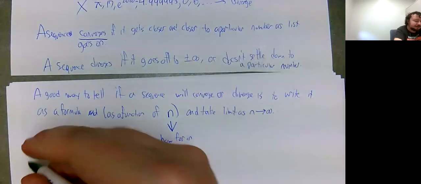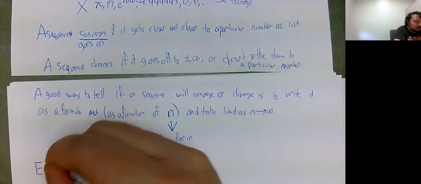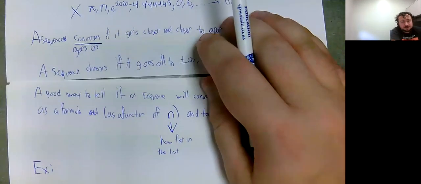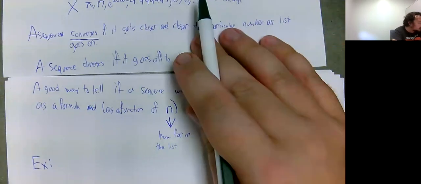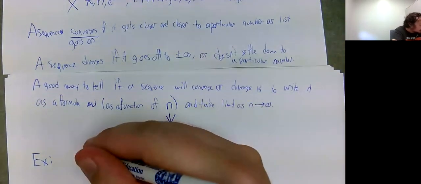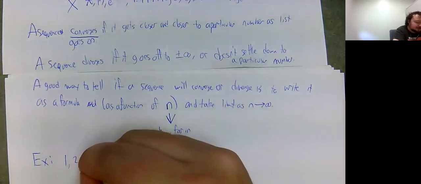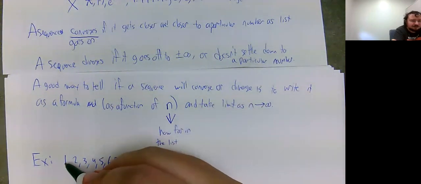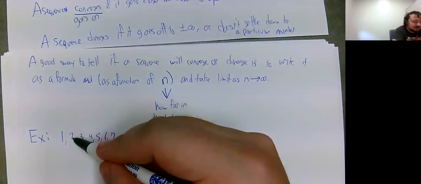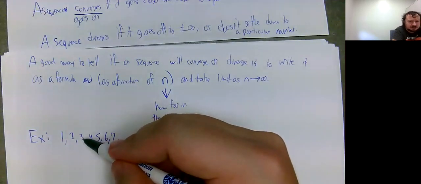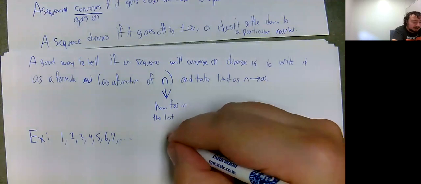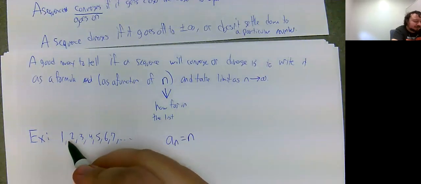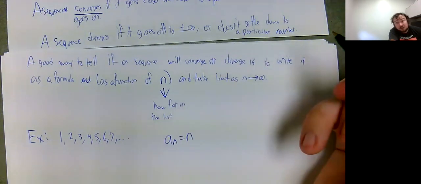So for example, let's try to find formulas for all of these sequences that we had up here. It might not always be possible to find a formula, but we're at least going to try with these. The first one is 1, 2, 3, 4, 5, 6, 7, and that goes on forever. So the first number in the list is 1, the second number is 2, the third number is 3. So what's our formula going to be? Well, our formula is just going to be n. Whatever place we are in the list, like the first, second, third place, that's exactly what the number is going to be.